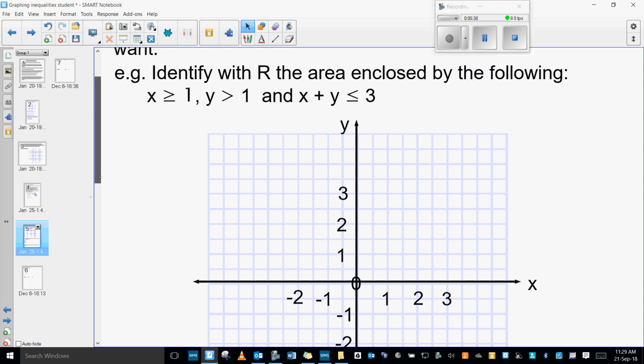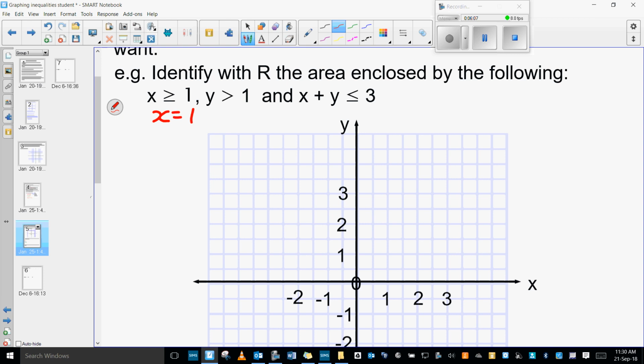Okay, so we've got three different things that we need to draw and do. You see? Okay. So we are drawing three different lines, and we are leaving the middle portion blank. Okay. So first things first, we've got x is greater than or equal to 1. So we're going to draw the line x equals 1.